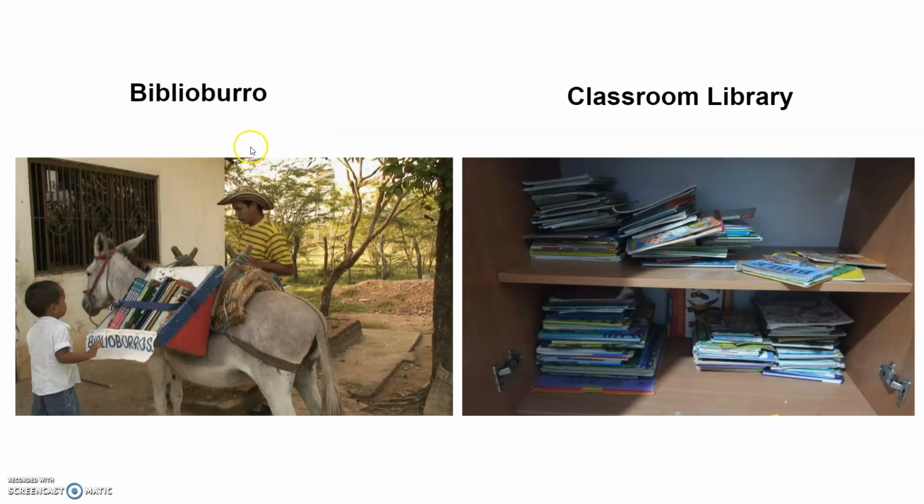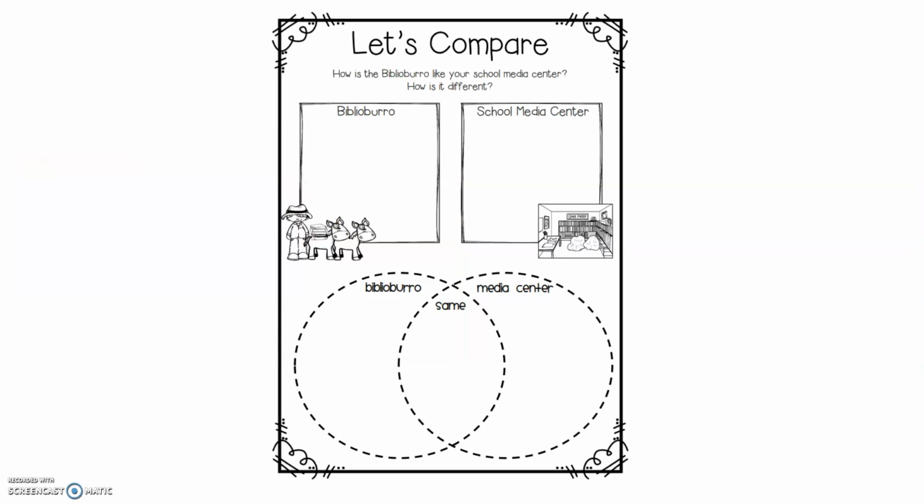We have the Biblioburro and we have our classroom library, okay? So you're going to look at these pictures and you're going to fill in that circle and those boxes and tell me how you've compared them, okay? Does that make sense?